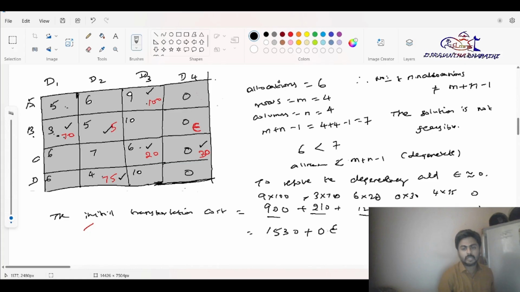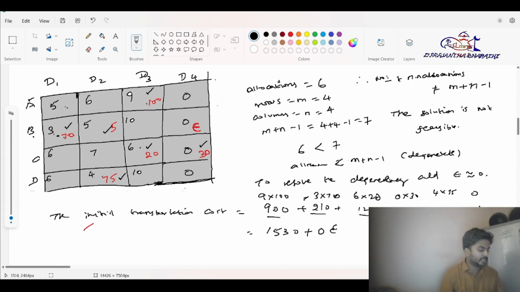In some problem, if you are getting 1 here, you will get 1 epsilon. That will be equal to 1530. In the bracket you have to write epsilon tends to 0. Like that you have to write.